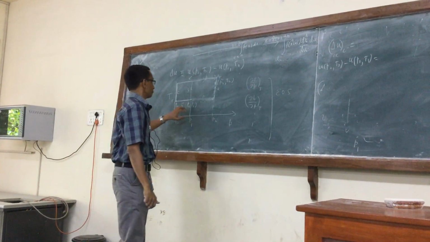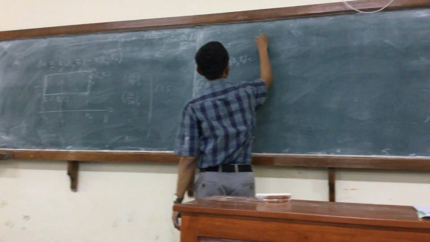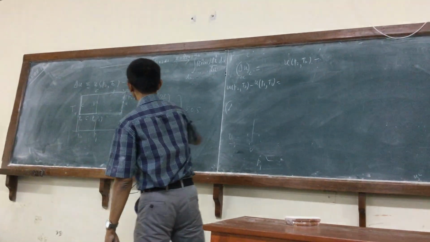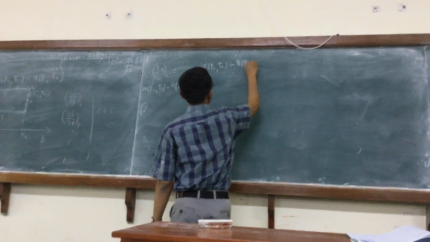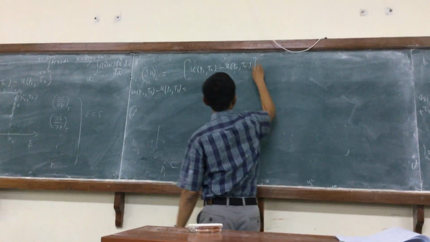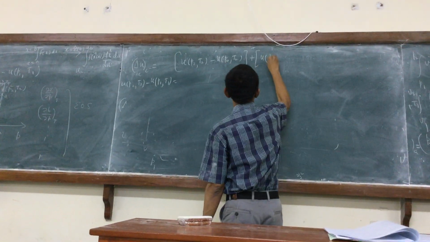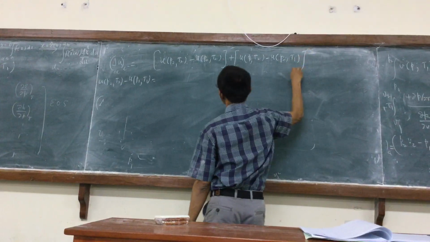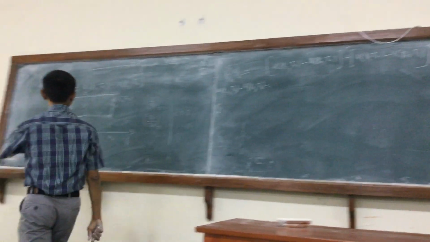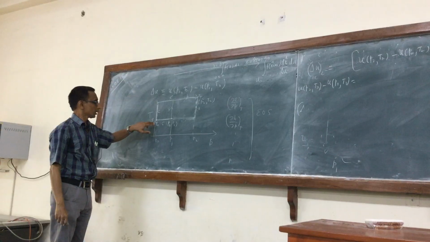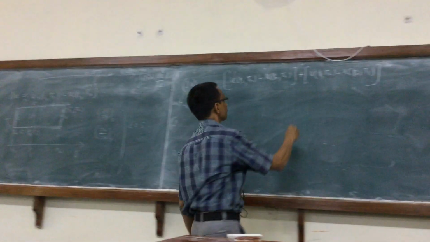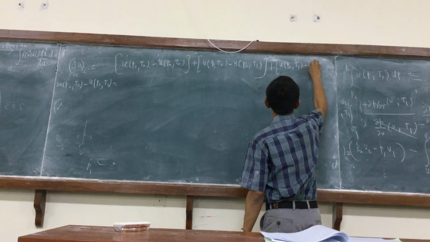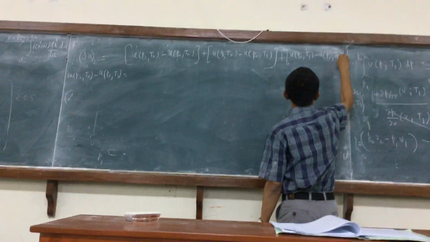So I can write this as U of P2 T2 minus U of P0 T2, plus U of P0 T2 minus U of P0 T1. So that would take care of this segment, right? And again, plus U of P0 T1 minus U of P1 T1.